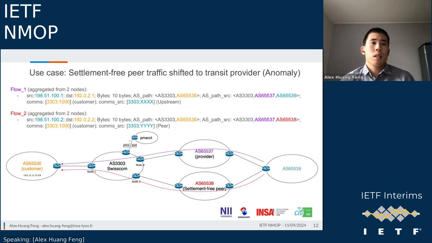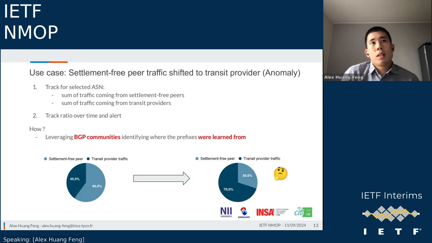Internet service providers tend to tag their peers with a community. That means whether it is a provider, a settlement-free peer, or a customer. And what we do is aggregate this traffic based on these communities to see, first, how much data is coming from a settlement-free peer, and secondly, how much traffic is coming from a transit provider.